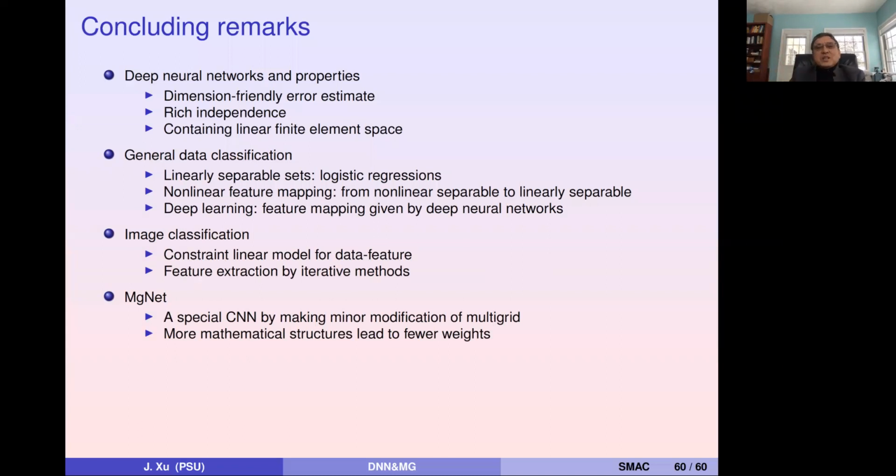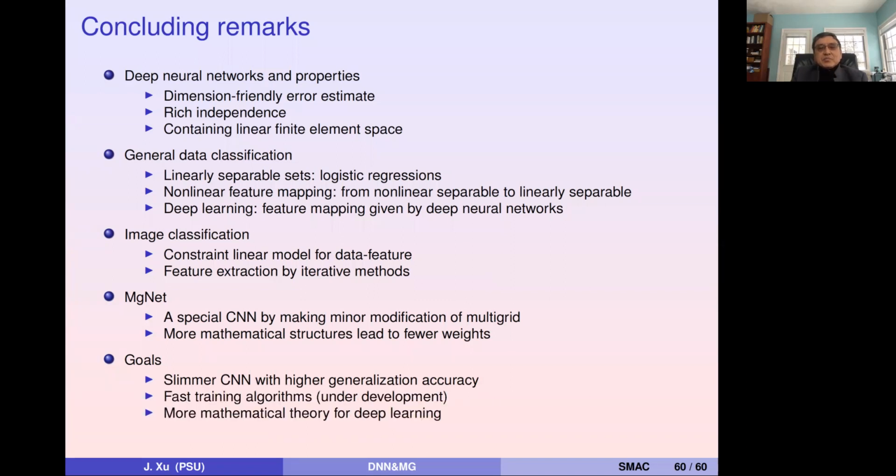I make very few changes to my code and I get a more efficient neural network. I worked on multigrid for the last four decades, and there are very rich mathematical theories in it. I thought this might give me a good chance to understand why it works, and to provide some mathematical theories and insight. Because of the simple structure of my MGNet, I believe there's a chance to get a very small, what I call slimmer, CNN with higher generalization accuracy.